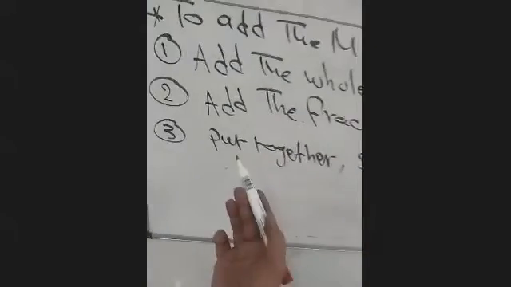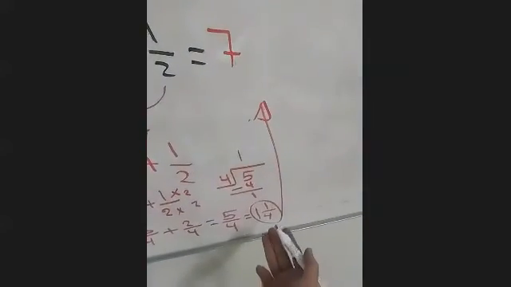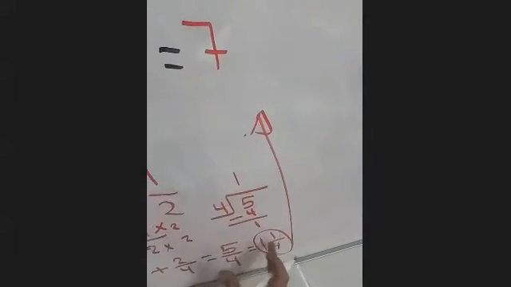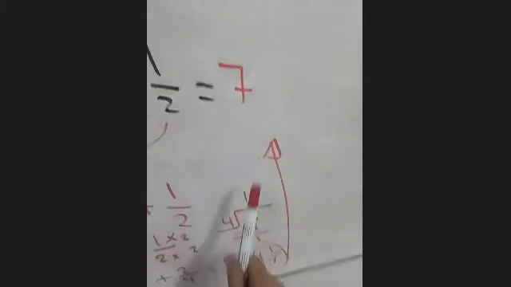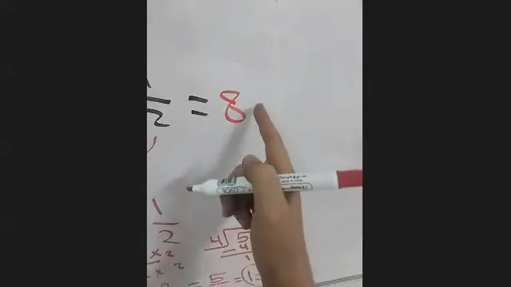The third step, put together and simplify. So 7 with 1 and 1 over 4. 7 with 1 and 1 over 4. The 7 and 1 is 8. And the 1 over 4 becomes beside the number.